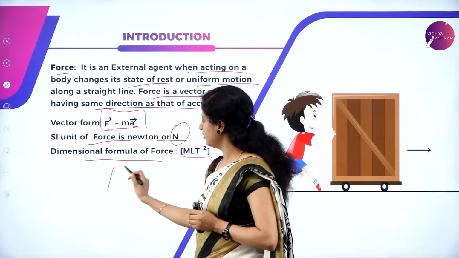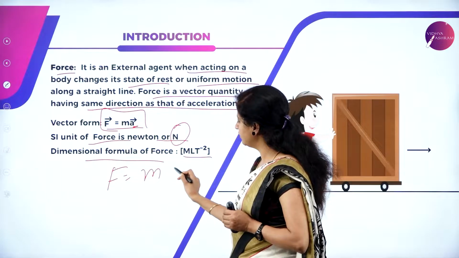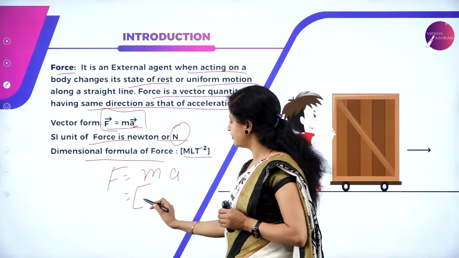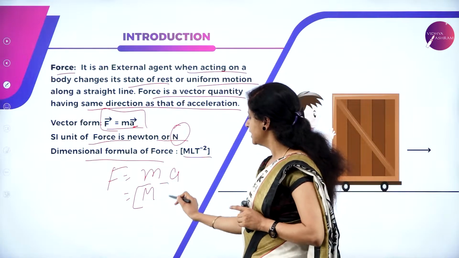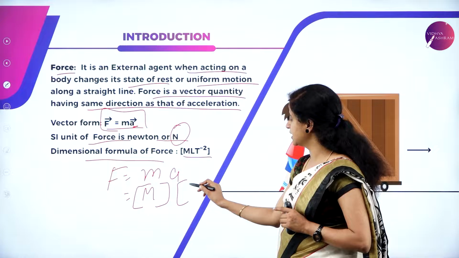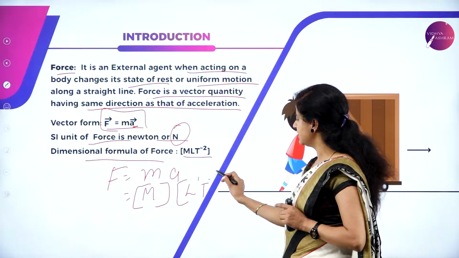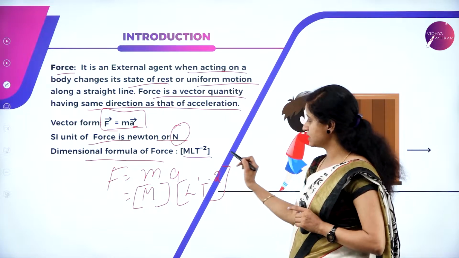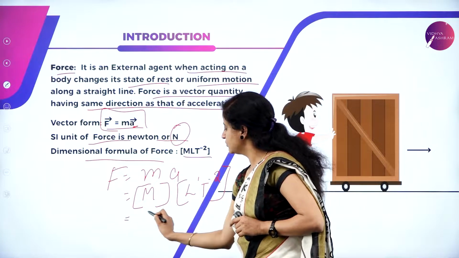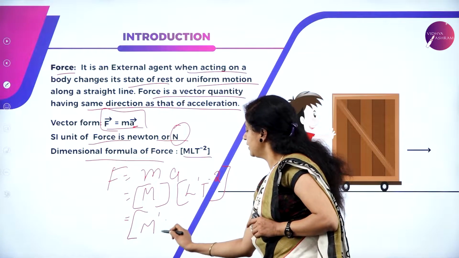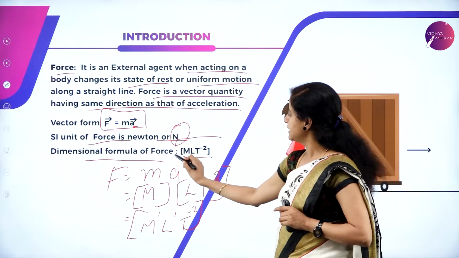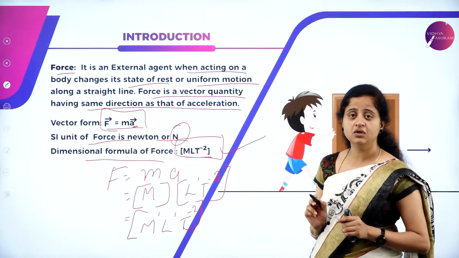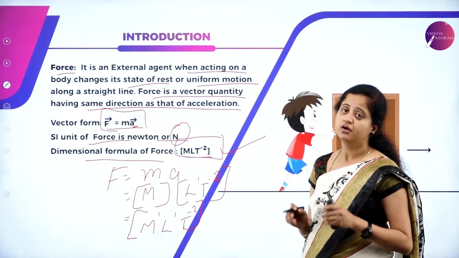How do we get this? We know F is equal to m into a. The dimensional formula for mass is M since it has no length and time parameters. And now we have acceleration. The dimensional formula for acceleration is L raised to 1 T raised to minus 2. Combining these two, we can write M raised to 1 L raised to 1 T raised to minus 2, or we can even write it as M L T raised to minus 2. This is the dimensional formula for force.